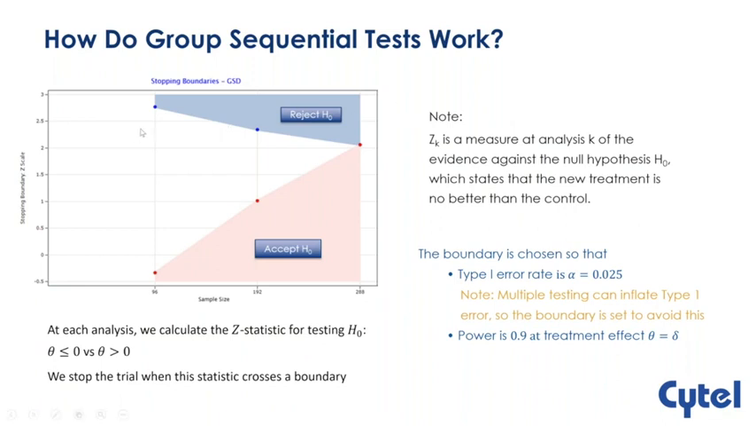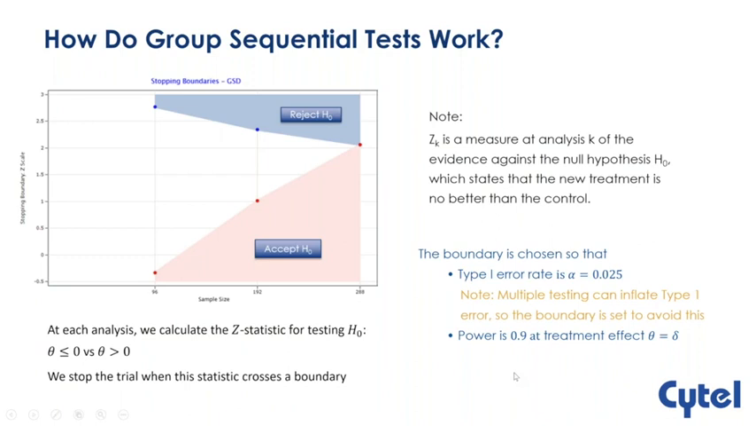Now, of course, if we look at our data repeatedly and keep testing our null hypothesis, if we always did that at the same alpha equals 0.025 level, we'd be inflating the type 1 error probability. So we have to set this boundary in such a way that the overall probability of crossing the upper boundary and therefore rejecting H naught is 0.025. And also, we want to have power 0.9 when the treatment effect is our specified value, say, plus delta. And so the overall sample size and the boundary together are chosen in a way that gives that power, 0.9.